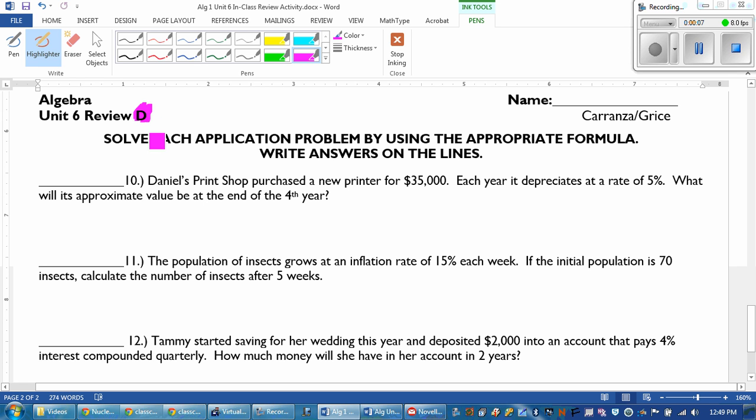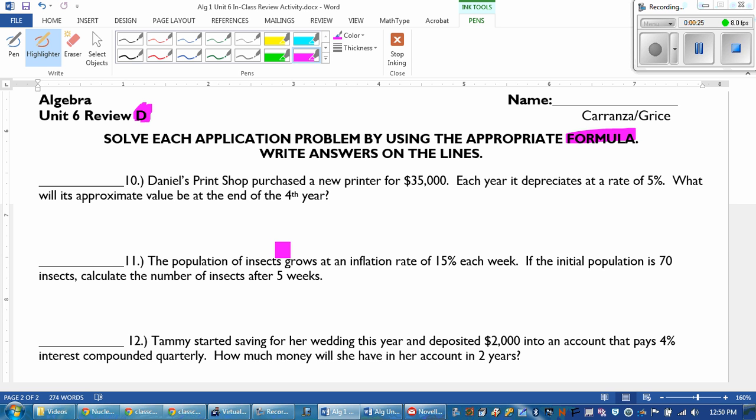That's right, Unit D. So, directions say to solve each application problem by using the appropriate formula and to write our answers on the lines. So, formulas, dun dun dun. I don't remember any formulas, do you?